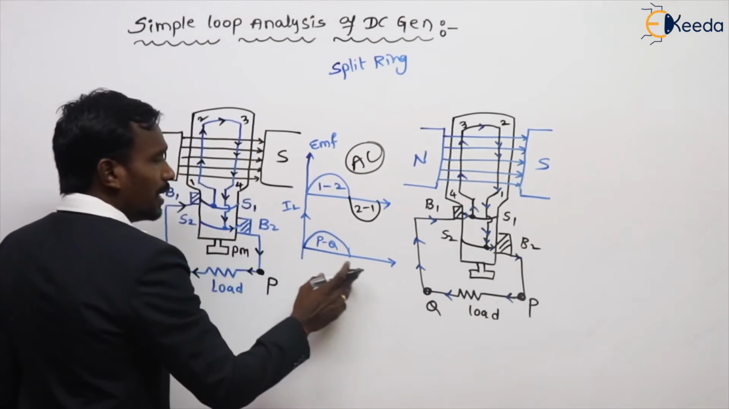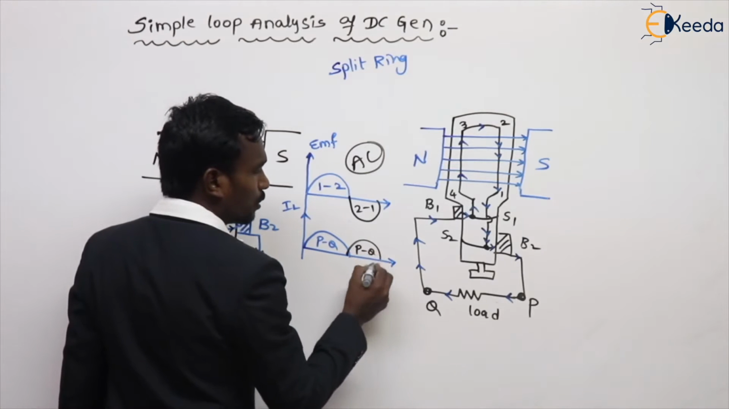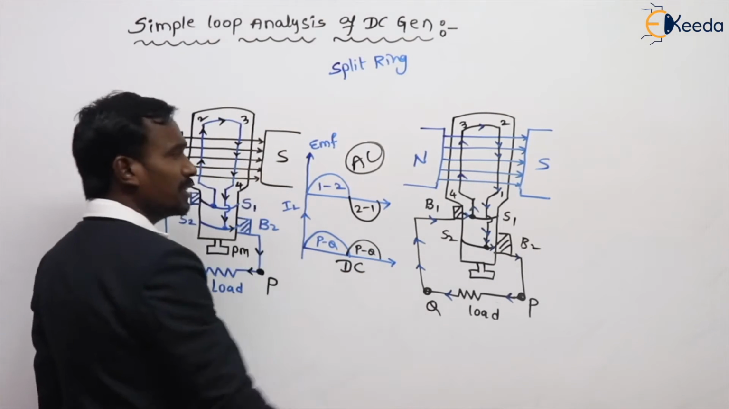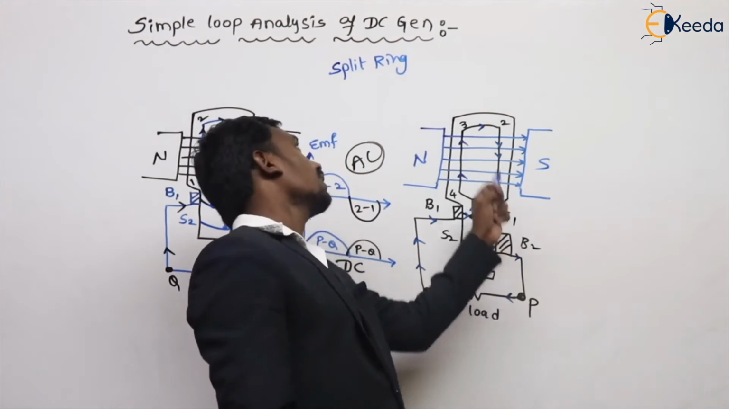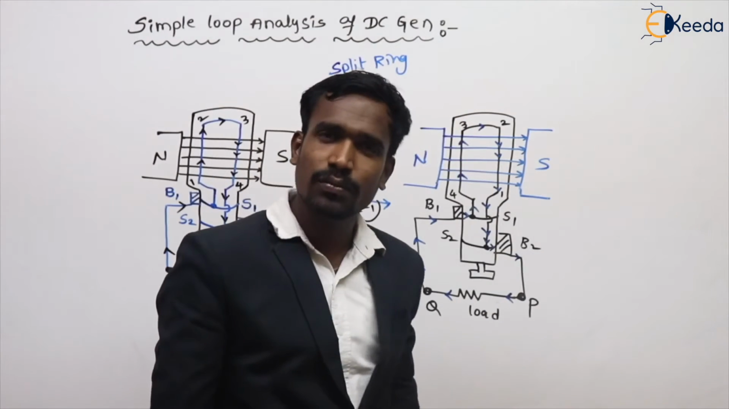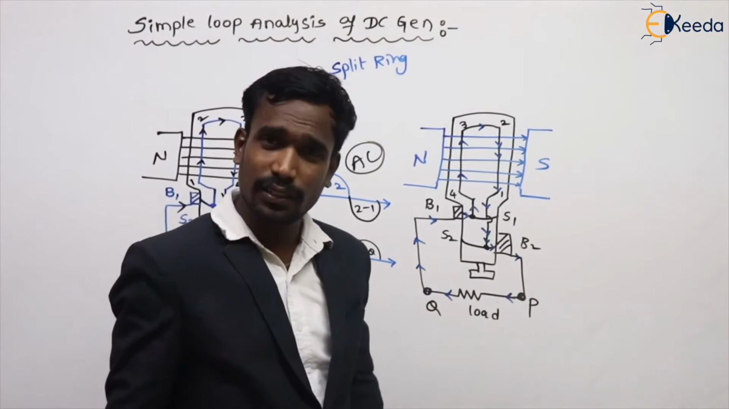And here see, in the first half of the cycle P to Q, even in the second half of the cycle also P to Q, nothing but the load is DC. That AC is converted into DC by the commutator. Commutator is nothing but split ring and brush. This is the way of operation in DC generators.